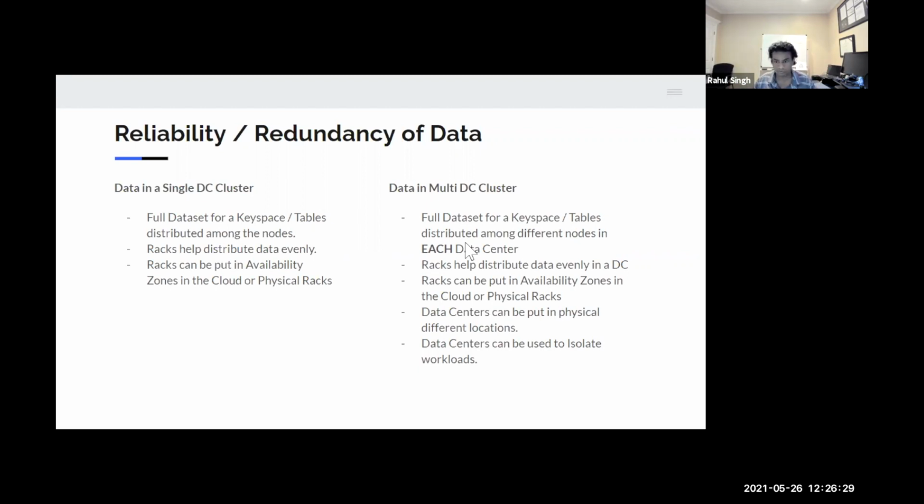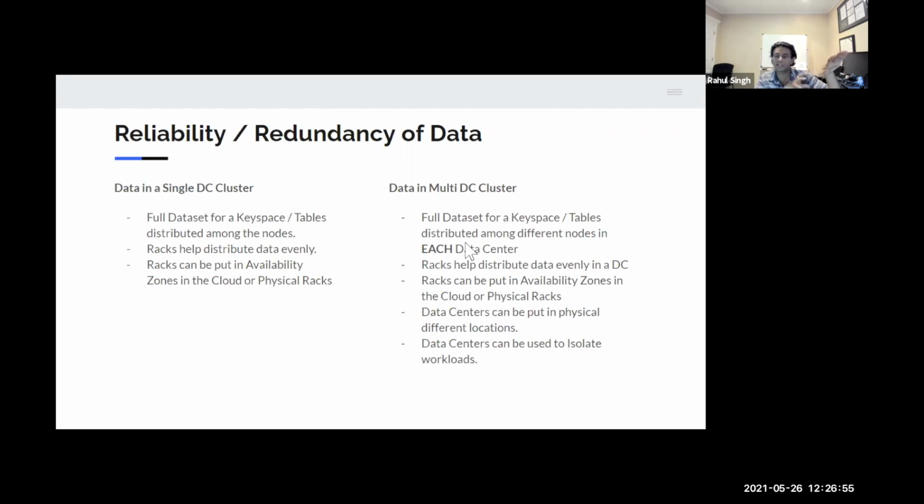So data centers can also be put into physically different locations, right? As we've been talking about, but they can also be put into logical workloads. So you can have 1 data center in California for, let's say, transactions, right? Real-time reads and writes, millions of whatever transactions per second.